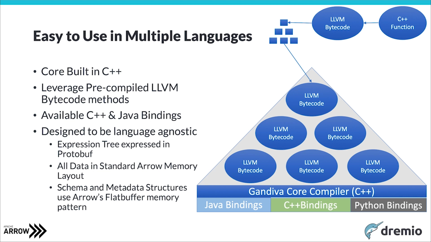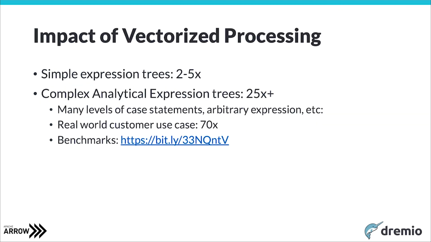Okay? So we use it in Java. We also use it in C++. Other people use it in Python. There's Rust bindings, I think, now as well. So there are lots of different bindings to be able to push data through and process it efficiently. So how has it actually impacted us?